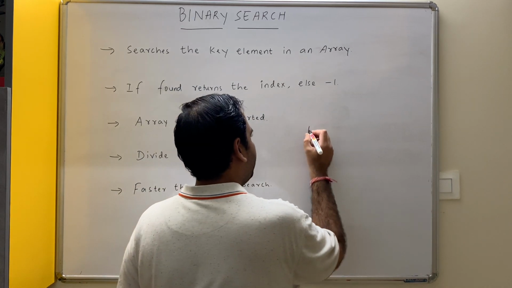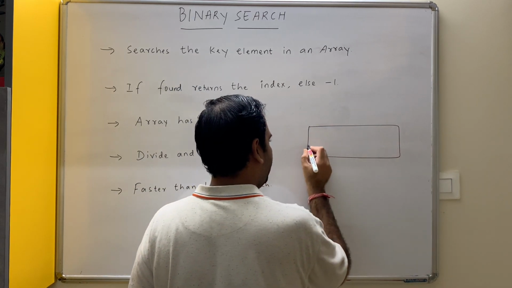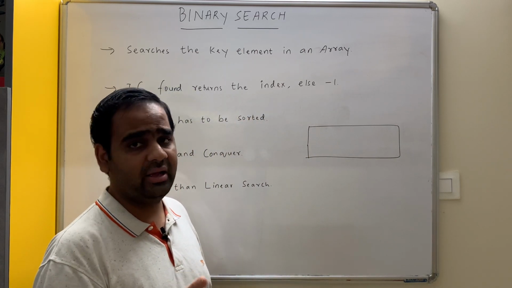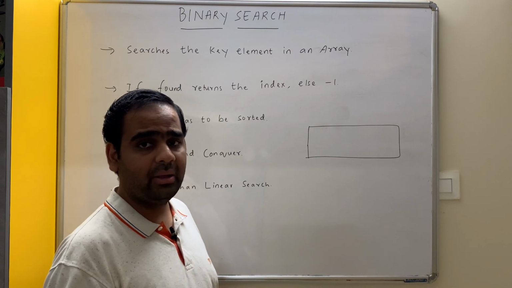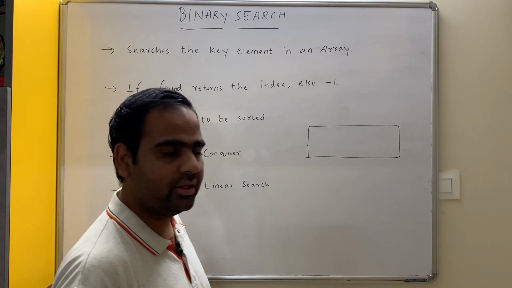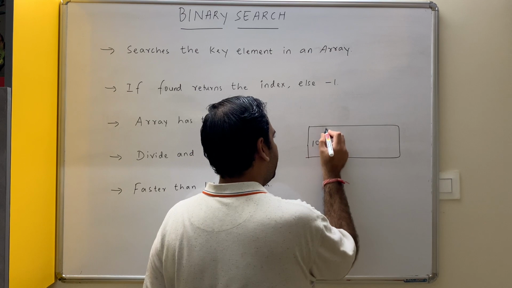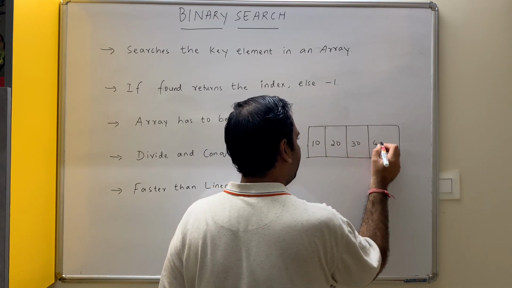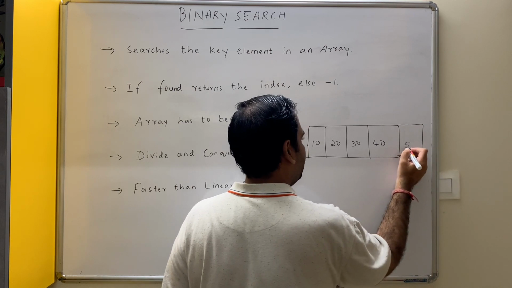Let's take an example of this array. Now what is the prerequisite? The prerequisite is the array has to be sorted. If you want to apply binary search, the array has to be sorted, else you cannot apply. Now let's take the array as 10, 20, 30, 40 and 50, where the array is sorted.